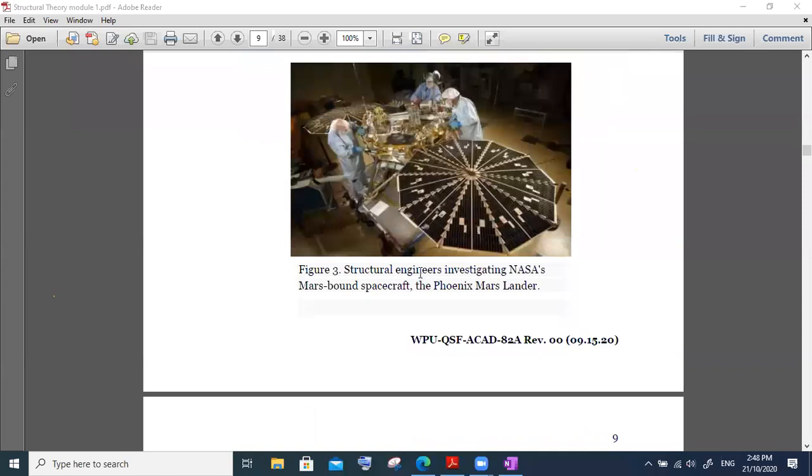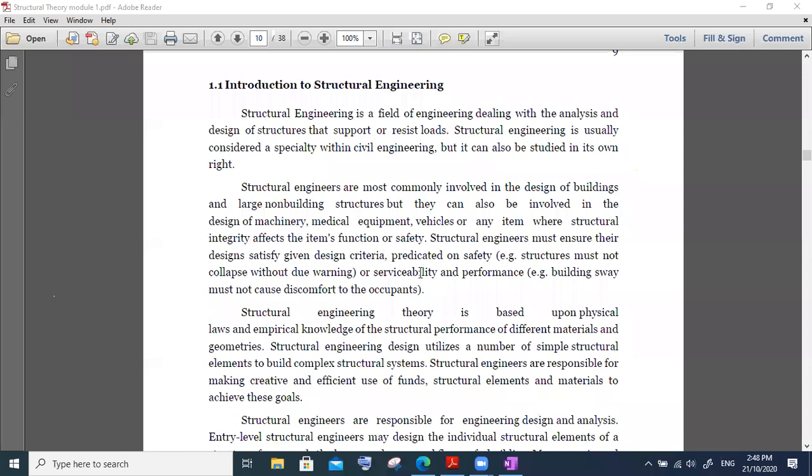So for the introduction of structural engineering, the definition: structural engineering is a field of engineering dealing with the analysis and the design of structure that support or resist the loads. Structural engineering is usually considered a specialty within the civil engineering, but it can also be studied in its own right. Dito sa Pilipinas, yung mga nag-aral ng civil engineering, sila lang yung pwedeng mag-specialize sa structural engineering kasi it is one of the major area nung civil engineering.